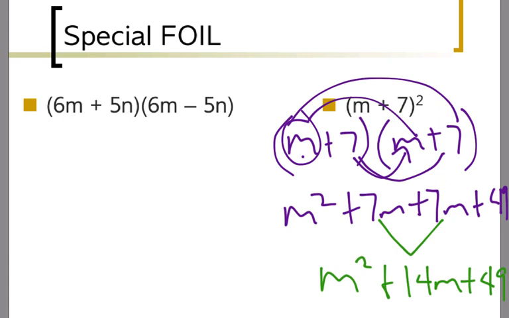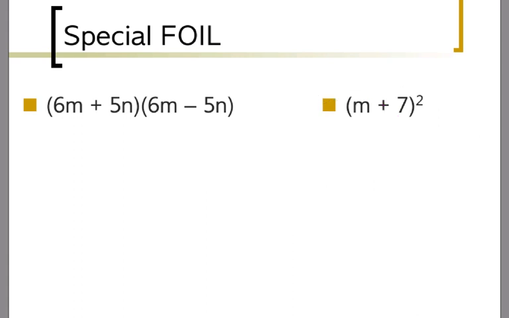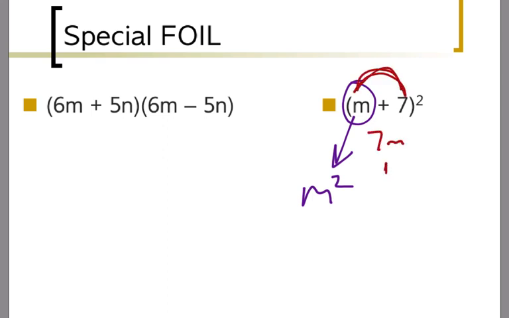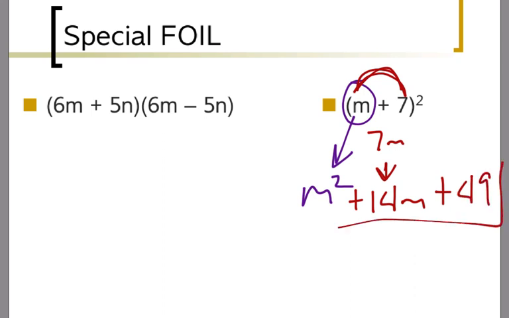So again, the quick way is just to take your first number, square it, and that gives you m squared. You take your two numbers, multiply them, which is 7m, and double it to get 14. And then you take your last number and square it to get plus 49. So it's just a little bit faster. It's just a little trick that helps you.